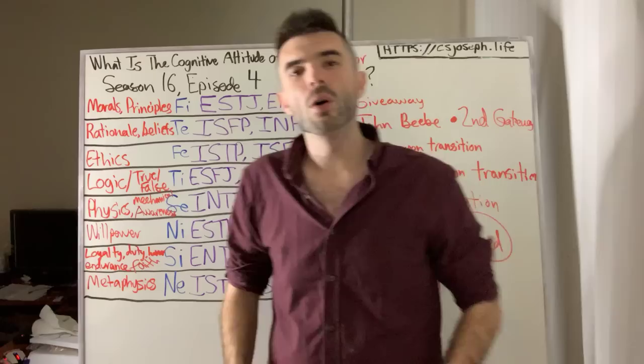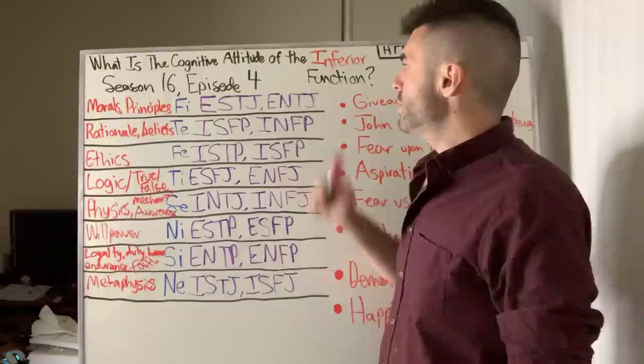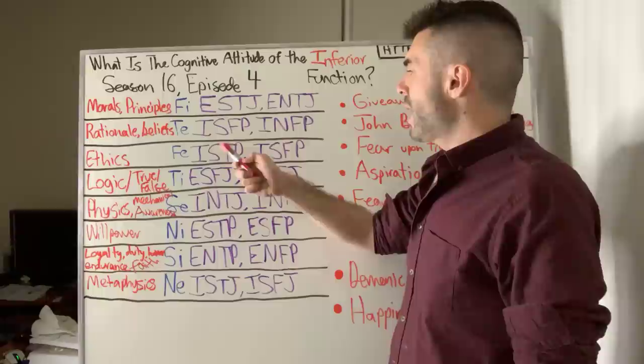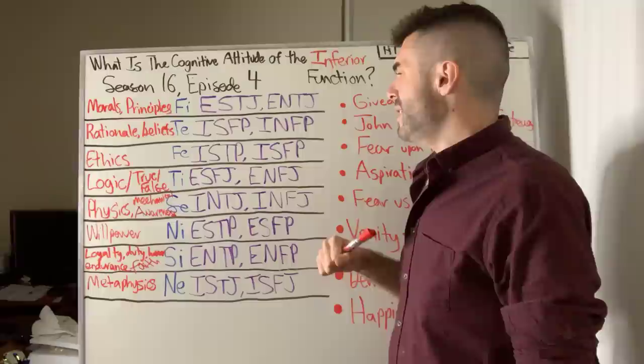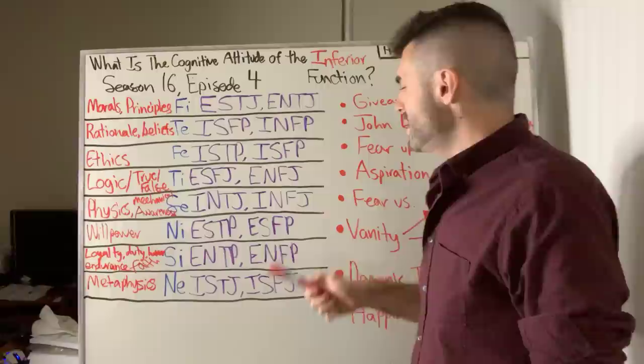So continuing on for those on the podcast, just to benefit them here, ESTJs have FI inferior, so do ENTJs. ISFPs and INFPs have TE inferior. ISTPs and ISFPs have FE inferior. ESFJs and ENFJs have TI inferior. INTJs and INFJs have SE inferior. ESTPs and ESFPs have NI inferior. ENTPs and ENFPs have SI inferior. ISTJs and ISFJs have NE inferior.